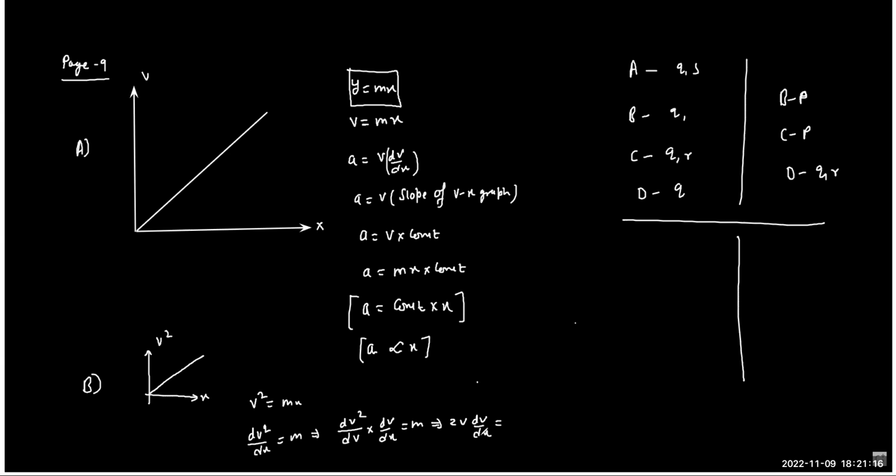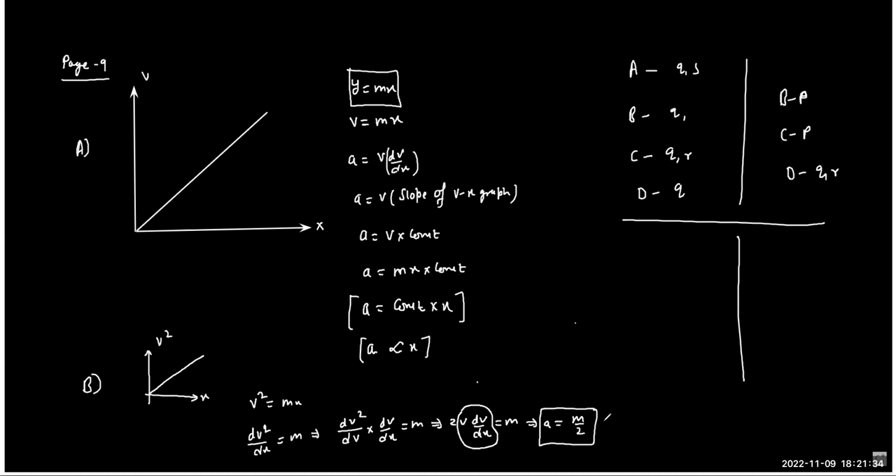Two v dv by dx. Yes or no? Tell me. Yes, sir. And this entire term is called acceleration. So acceleration is m by 2, half of the slope, and this is what we did in the last lecture.